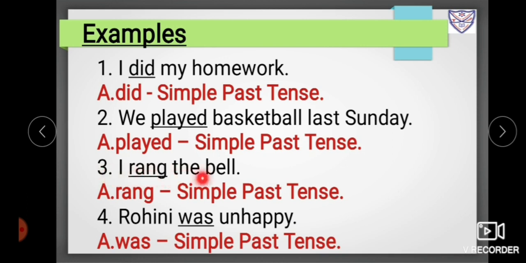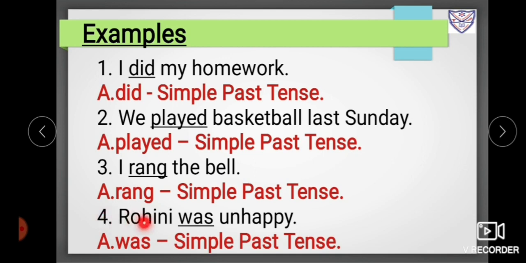Number 3, I rang the bell. Over here the word rang is a verb which is also in simple past tense, as it shows an action which has already been done in the past time or which has already been completed in the past time. That is, I rang the bell. The bell has already been rung somewhere in the past time.